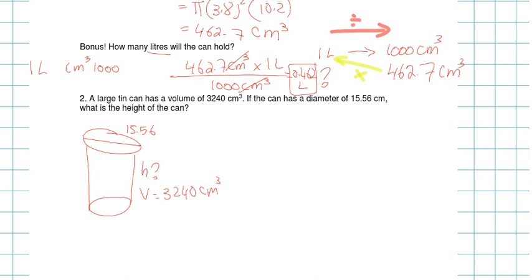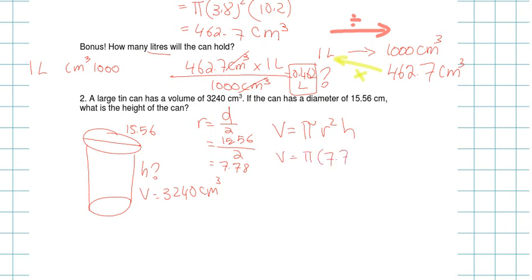Volume equals pi r squared h. You know your volume. Do you know your radius? No, what do you know? The diameter. Can I find the radius? Yeah. So, diameter divided by 2, that gives you your radius. So that's 7.78. So I know my radius.